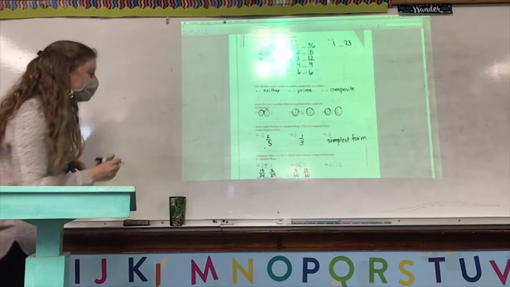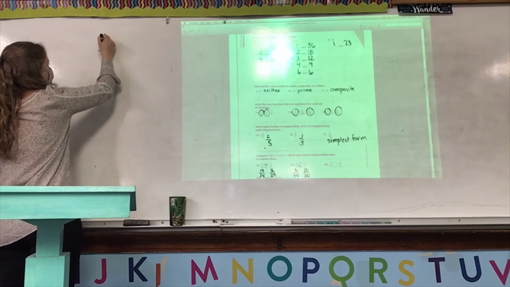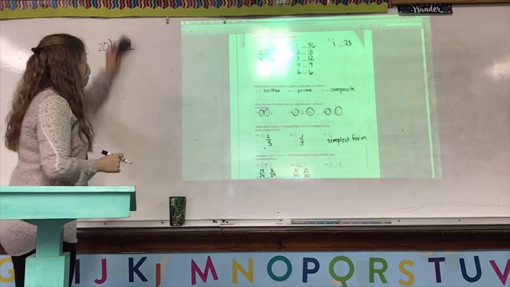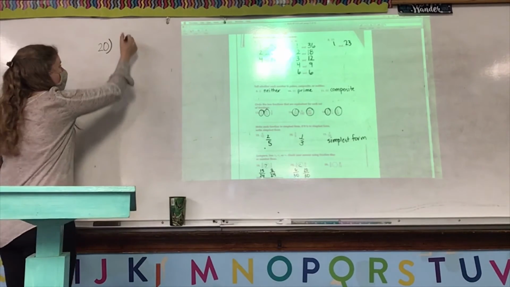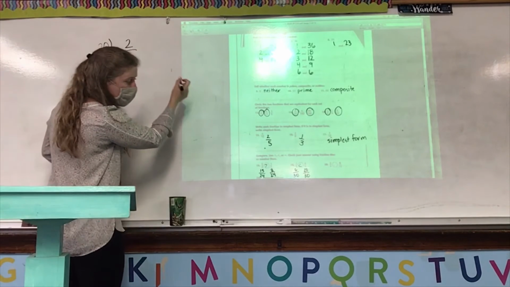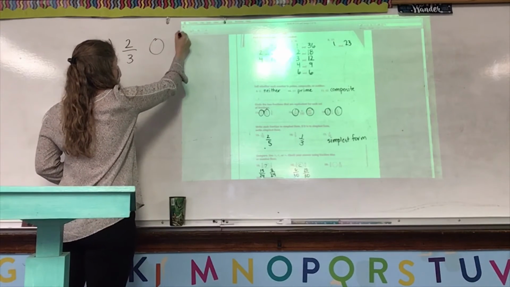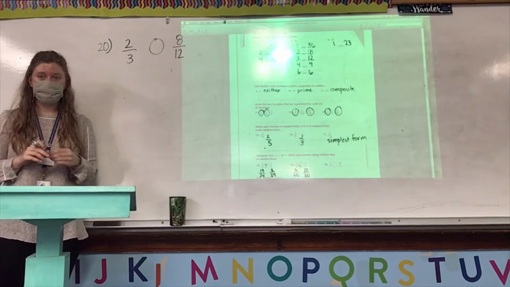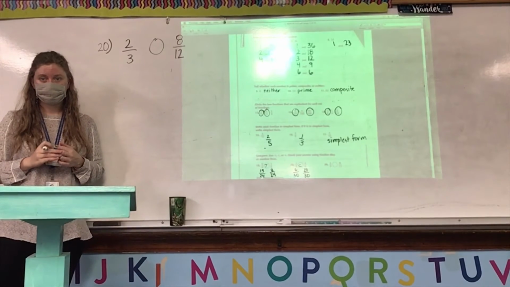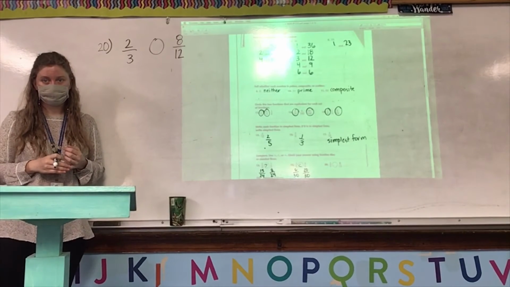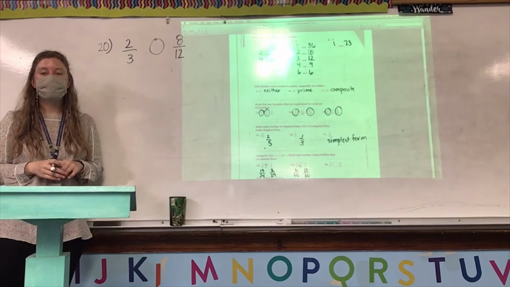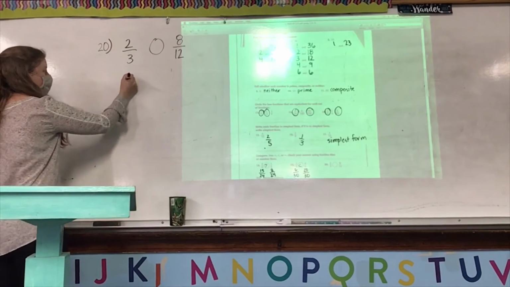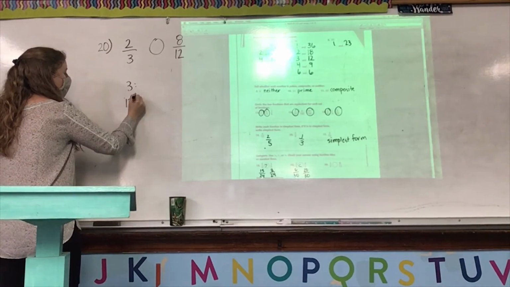Okay, number 20. We have 2/3. Oops. Sadie, can you close the door all the way? We have 2/3 and 8/12. Zari, what do we need to do first? Find multiples of the denominators. So we're going to list 3 and we're going to list 12.